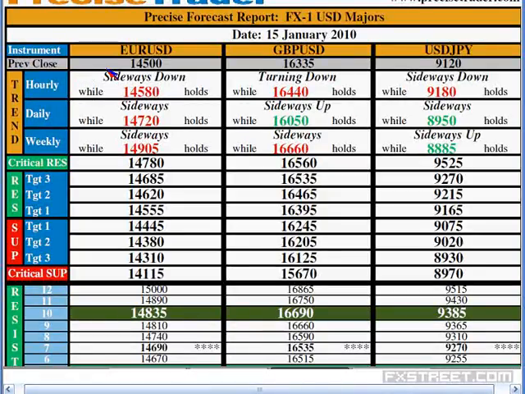The previous close was 145 figure, and we show you the report mainly on 3 different time frames. Most of our clients are different types of traders, meaning intraday traders, short-term traders, or even long-term traders. So we show the trend in 3 different time frames. The hourly trend in this scenario says sideways down while 145.80 holds. What is so special about our report is that the numbers are significant.